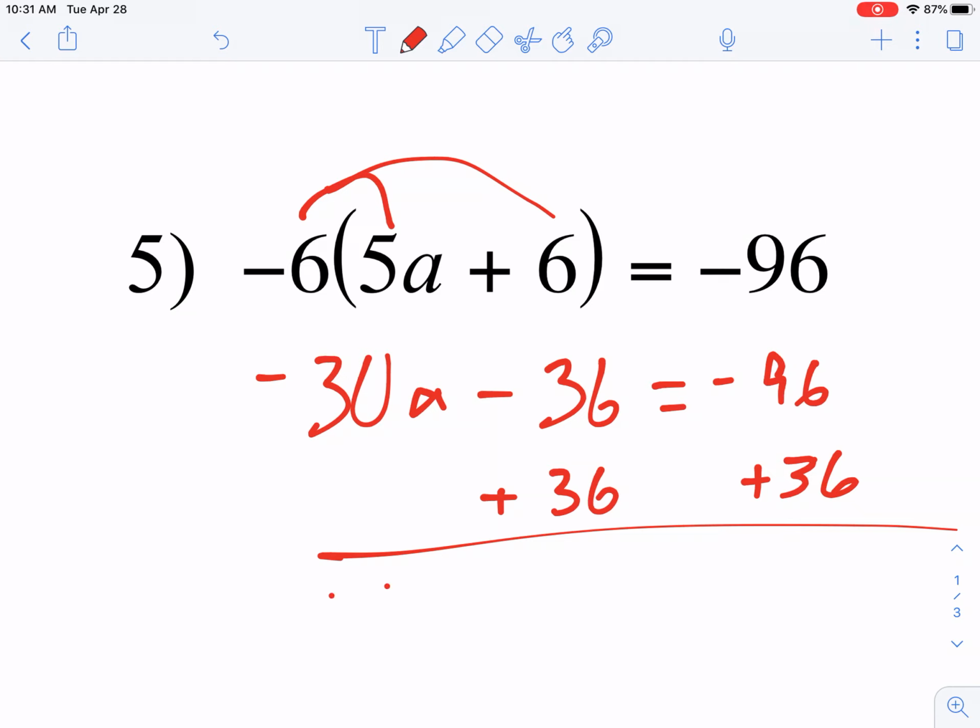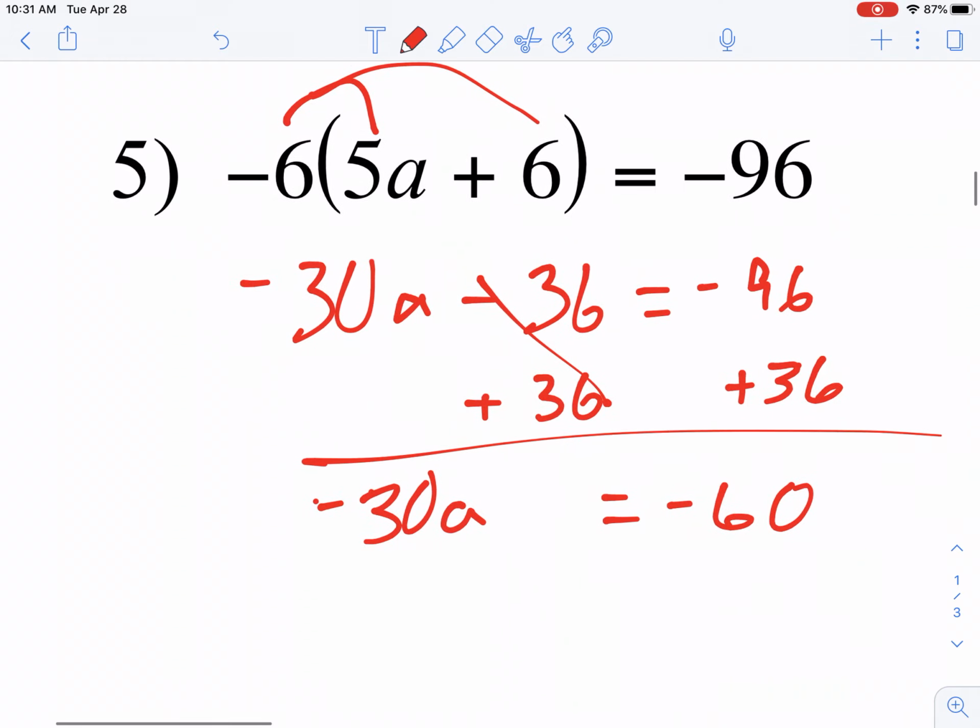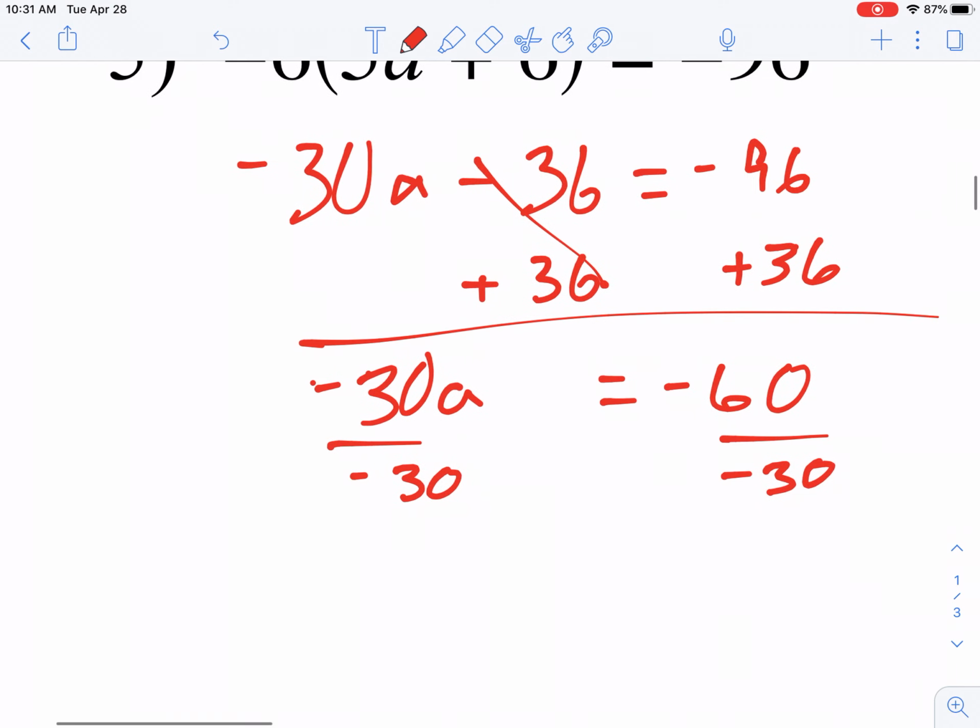Negative 30a drops straight down. The 36's cancel each other out. Negative 96 plus 36 is going to be negative 60. We're then going to divide both sides by negative 30. Negative 30's cancel out. A drops down. Negative 60 divided by negative 30 is positive 2. Again, you'll only enter in just the number.